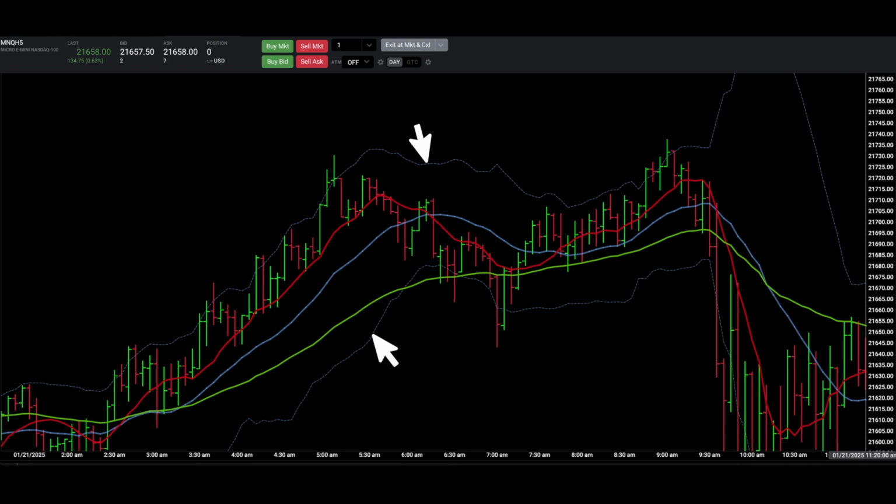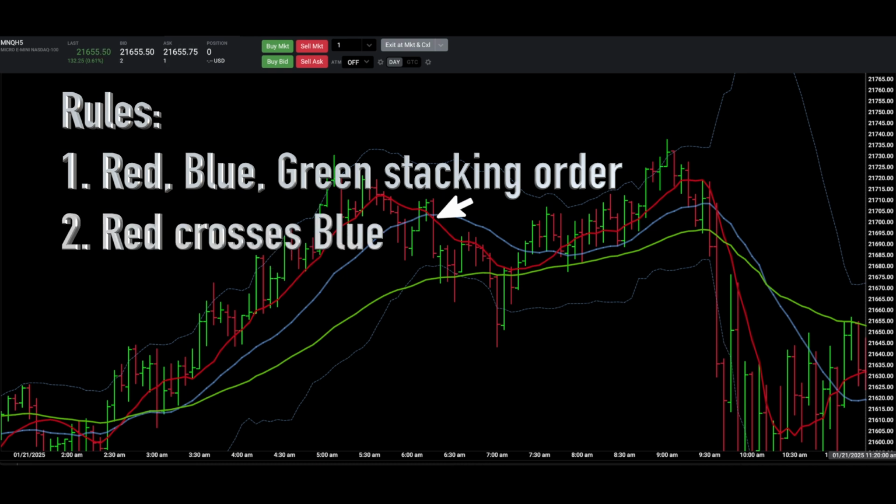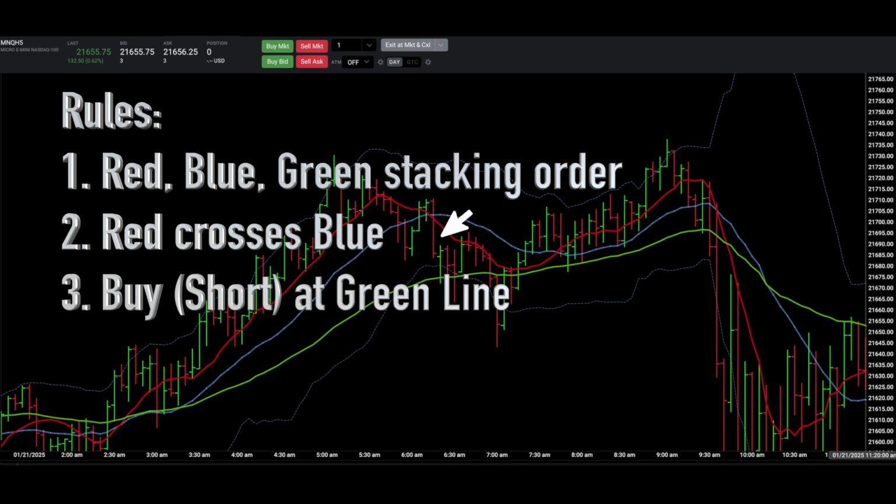This is something I always have on to give me an idea of the extent of a run, but it isn't necessary. So here are the conditions of our trade. We want a stacking order of red line, then blue line, then green line from top to bottom. Next, we want the red line to cross down through the blue line. After that, we buy at the green line for a long position.